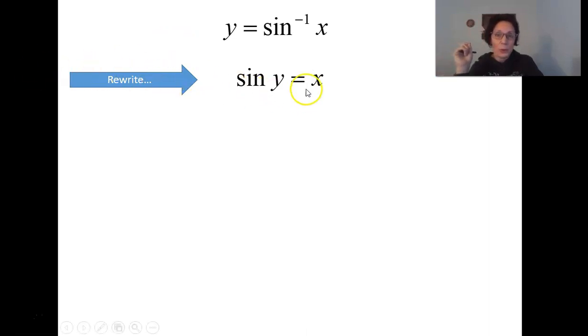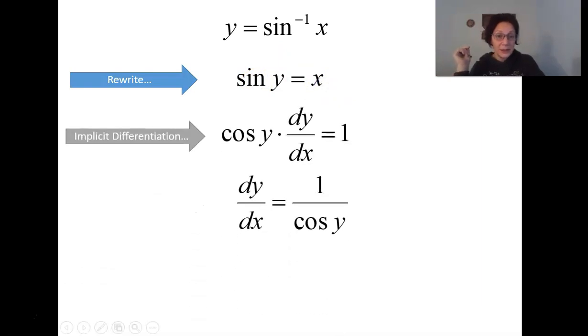Now that I have it written like this, I can take the derivative implicitly because I know the derivative of sine and I know the derivative of x. So the derivative of the sine of y becomes cosine y dy dx, and the derivative of x becomes 1. With a little algebra we get dy dx equals 1 over cosine of y. Now, you may be thinking, well, that was easy, we're done, right?